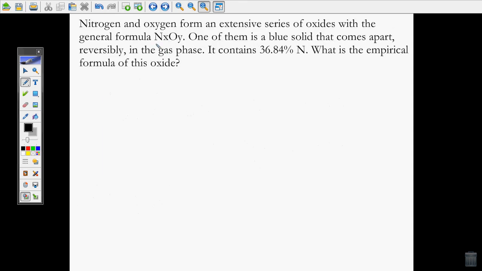Nitrogen and oxygen form an extensive series of oxides with a general formula of this. One of them is a blue solid that comes apart reversibly in the gas phase. It contains 36.84% nitrogen. What is the formula of this oxide? So I know I have this much nitrogen. If I subtract it from 100, that's how much oxygen I have. So 100 minus 36.84 gives me 63.16% oxygen.